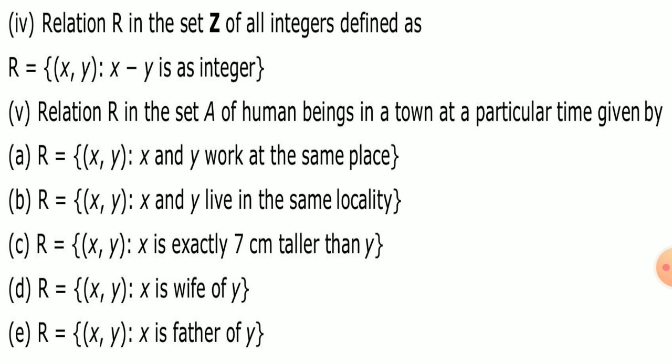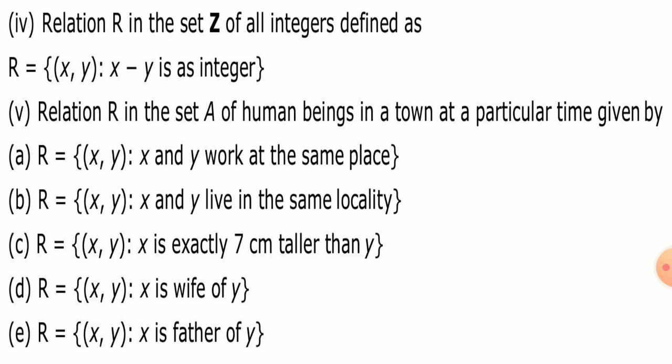First, check the reflexive property. For every x belonging to Z, x minus x is equal to 0. So 0 is an integer, and therefore R is a reflexive relation.